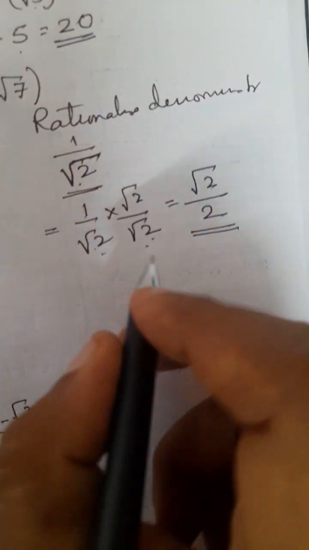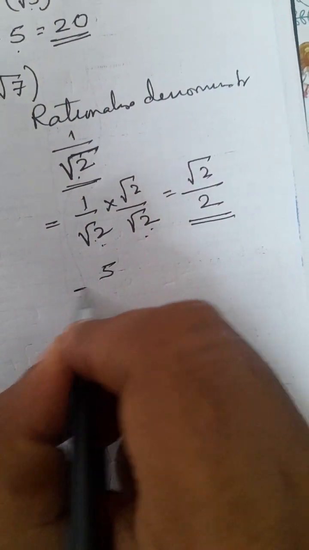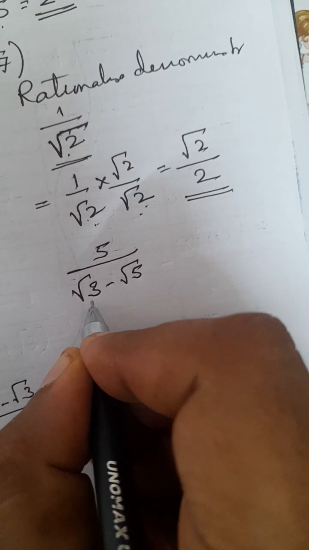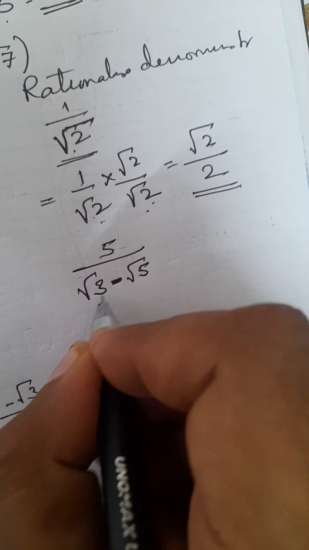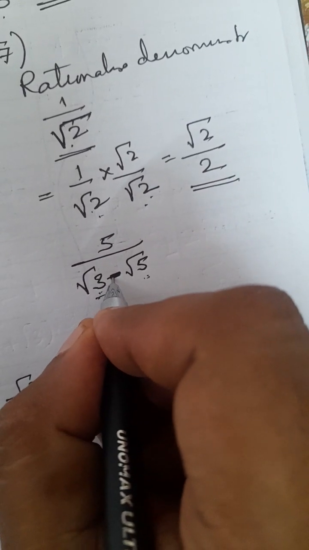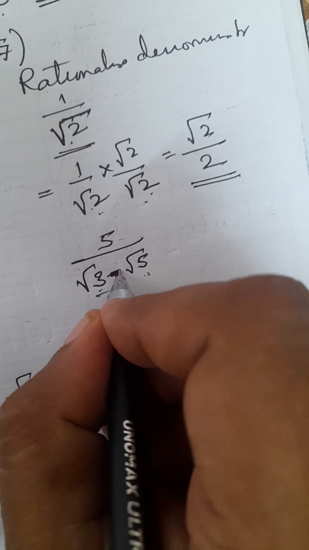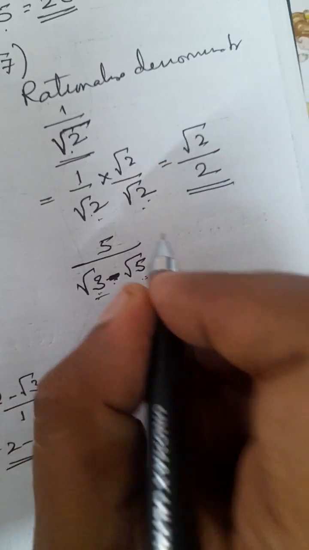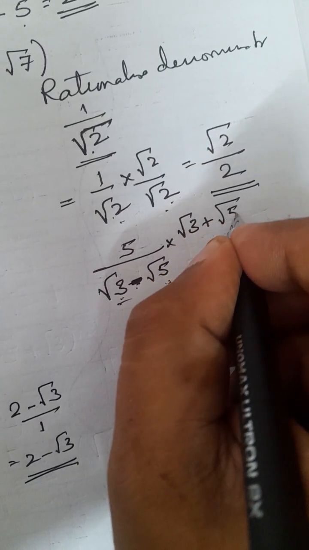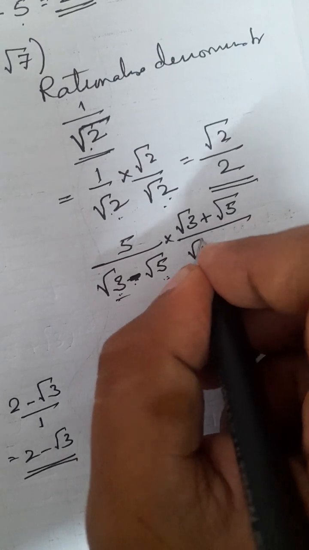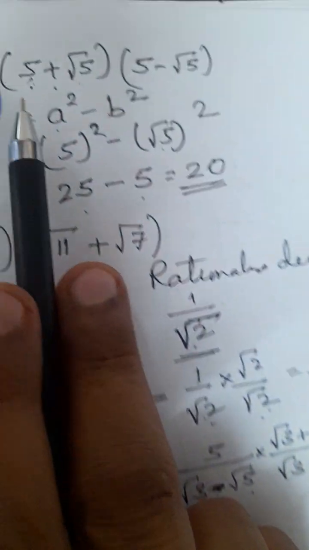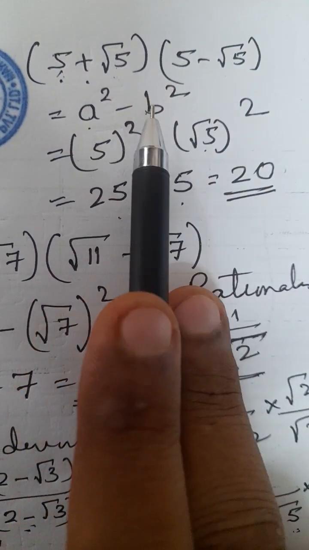I'll show you another example: rationalize 5 by root 3 minus root 5. Again, this has to be seen. This is negative. You remember, keep these numbers as they are and only change the sign between these two numbers. So this is negative, so the rationalizing factor will be root 3 plus root 5. My main intention is to get it in the form a plus b, a minus b, so that I get a square minus b square.